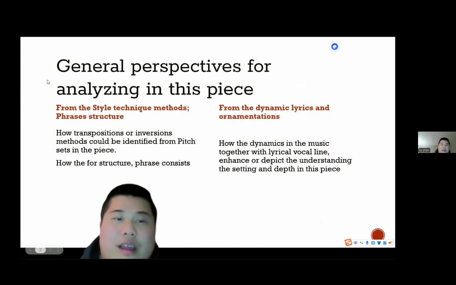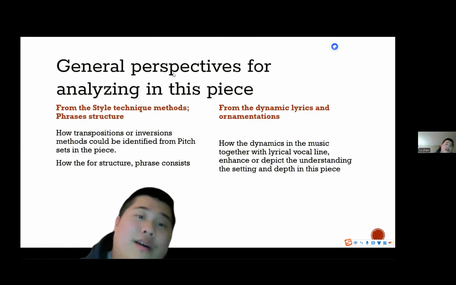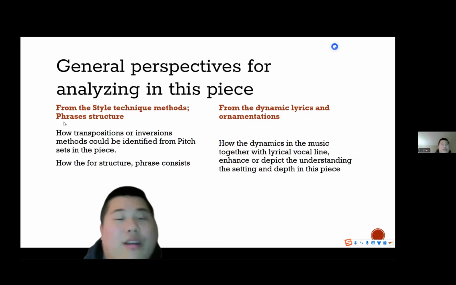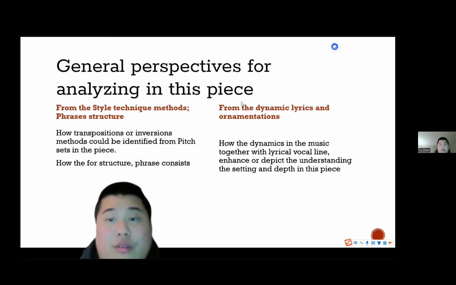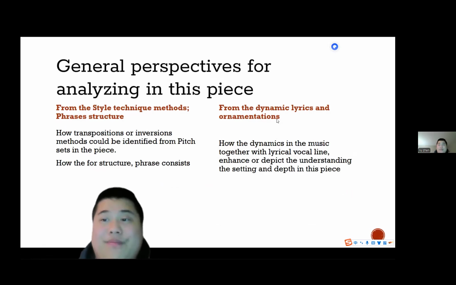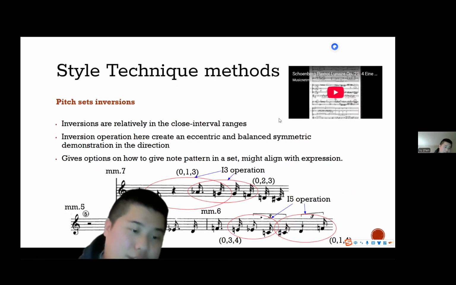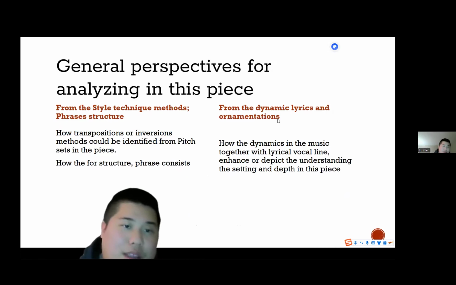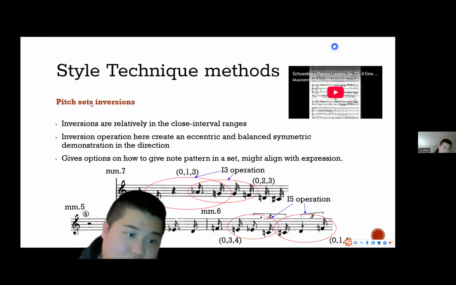So today I would like to interpret this piece in around three aspects. The first one is the style, technique, and method, and the second one is the phrase structure and the form. The third one is the dynamics, lyrics, and ornamentation of understanding. So first of all, I would like to start with pitch set versions.